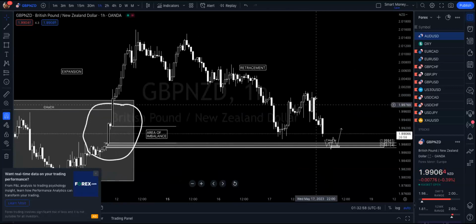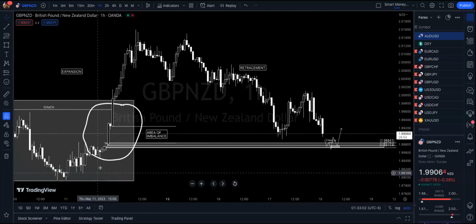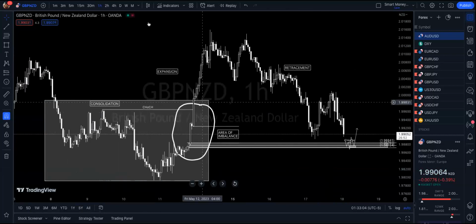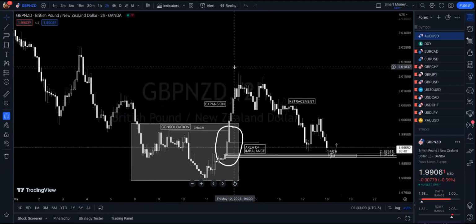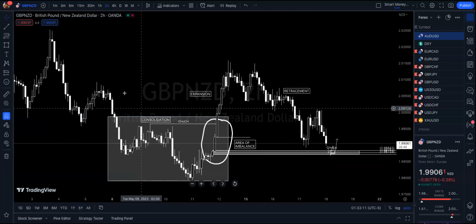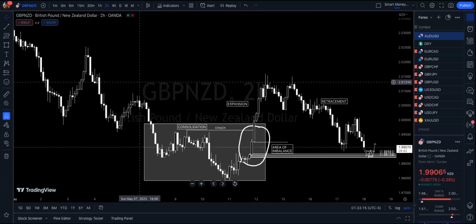Practice it, master it, you will be okay. You will be profitable. You will be great at it. But you have to practice it. You have to get your eyes adjusted to seeing these zones. And like I said, I look at the 2 hour. You could use any time frame you want. But remember, you must stay in line with market structure.